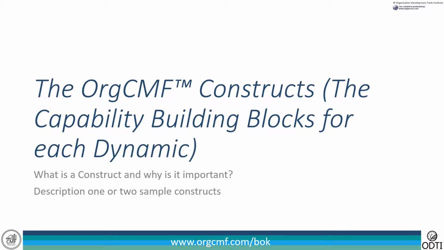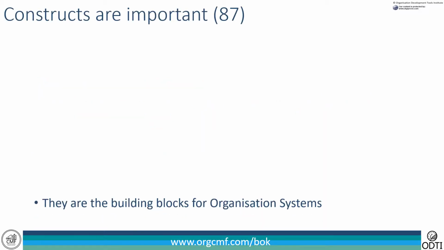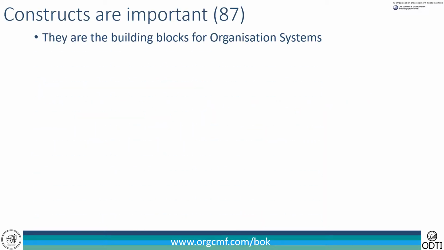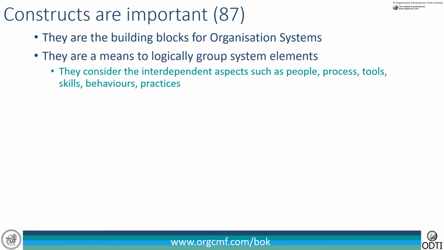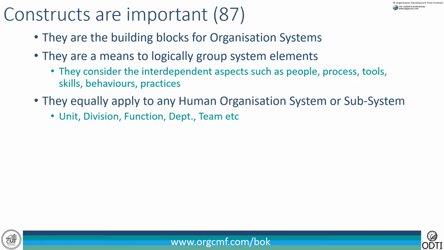We now look at the constructs, which are the capability building blocks for each dynamic. In the current release of the Organization Capability Maturity Framework, there are 87 constructs, each structured similarly. These constructs are the foundation level of the Organization Maturity Index. They are the logical means to group systems elements such as people, processes, and tools as they relate to each construct. They can be applied to any subsystem in the organization, such as a function or a team.